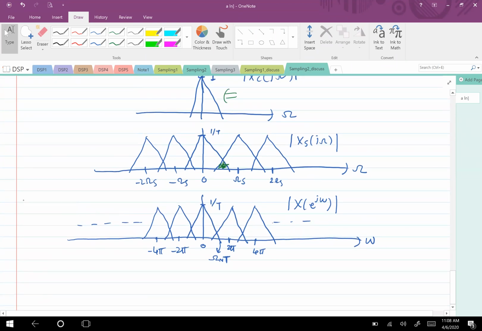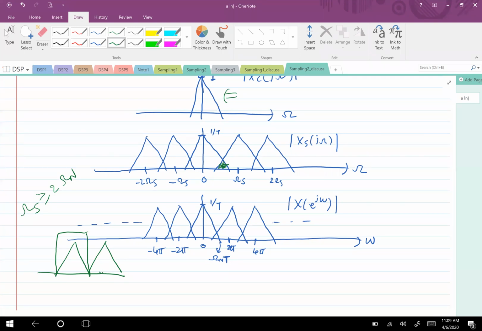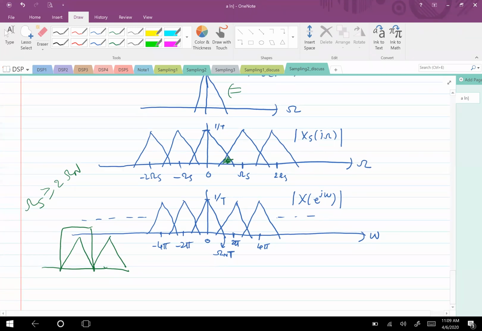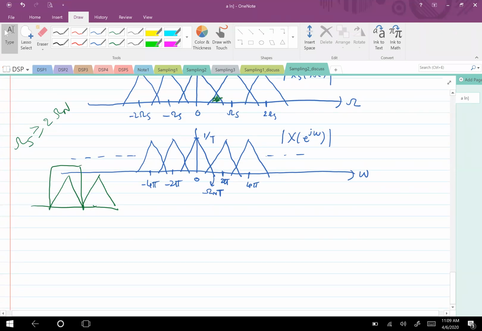But as we have discussed, as long as your omega s is greater than or equal to 2 times omega n, there will not be any overlap. If it is exactly equal to 2 times omega n, then it will be something like this, exactly touching. But still you could apply low pass filtering here. That should let you get back what is there. So that's all for the first 2 classes.